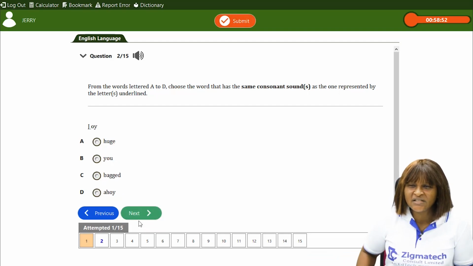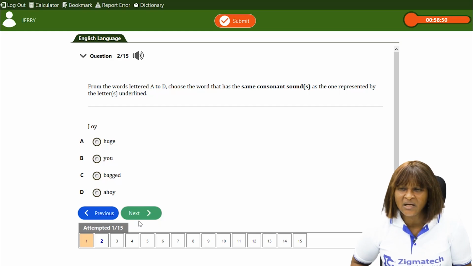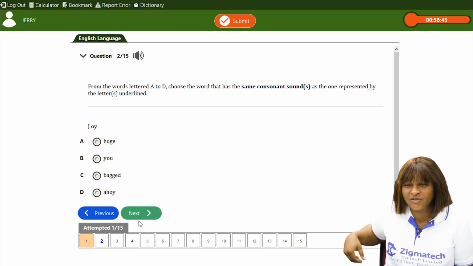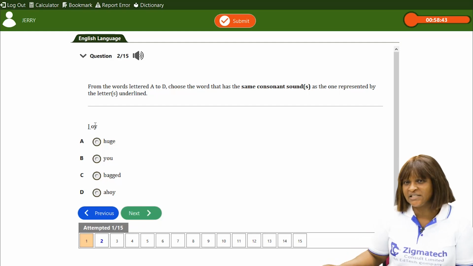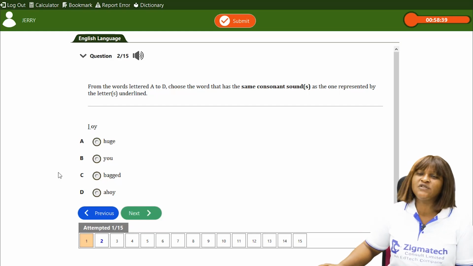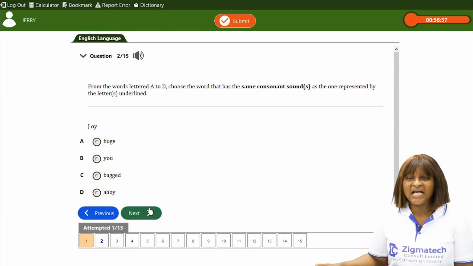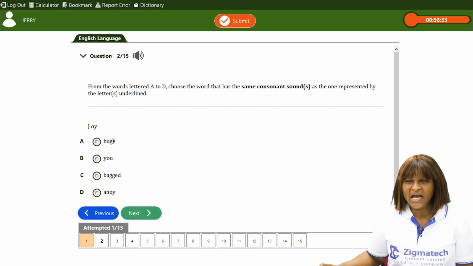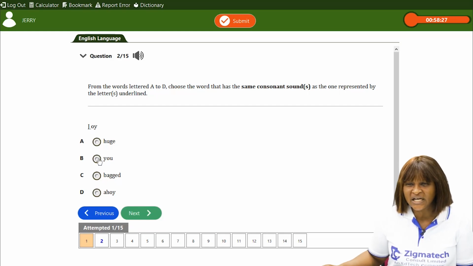All right, let's go to the next one. The next one says joy. The letter underlined is J. So we have to pronounce the options to see the one that has the same sound with the underline. Option A says huge. Oh, that's the answer. The answer is there already because option B says U, and that's not the same sound.